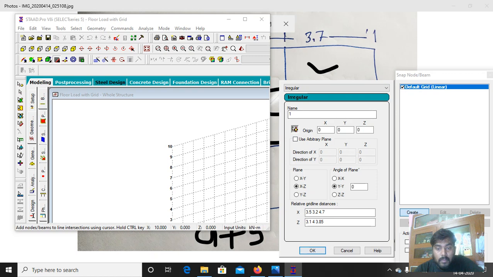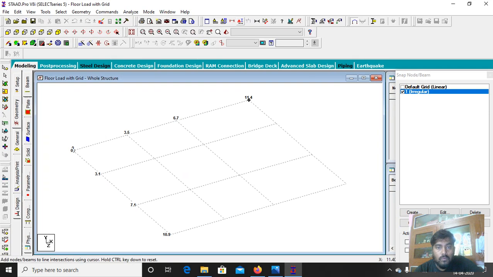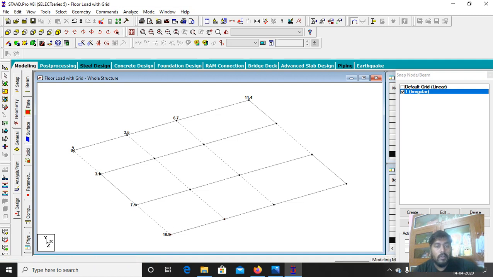Okay, name is given. Choosing the irregular grid, done. So now you have to create the irregular grid. Don't create a node over another node, putting all the nodes here. Okay, done. Create beam, join all the vacant positions here, like that. Okay, so the grid portion is created, I think.